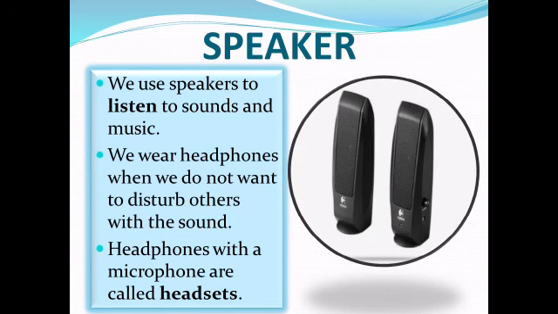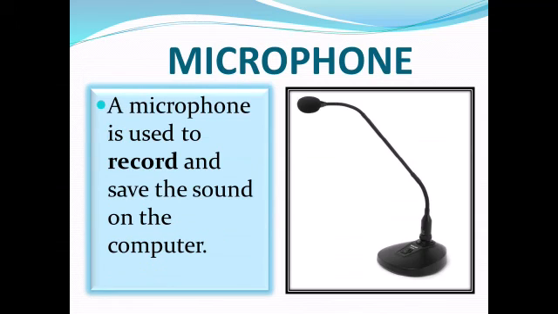Next is the speaker. We use speakers to listen to sounds and music. You must have seen or have a speaker at home. We wear headphones when we do not want to disturb others with the sound. Headphones with a microphone are called handsets. Headphones help us while traveling in crowded places where we alone want to hear music without disturbing others.